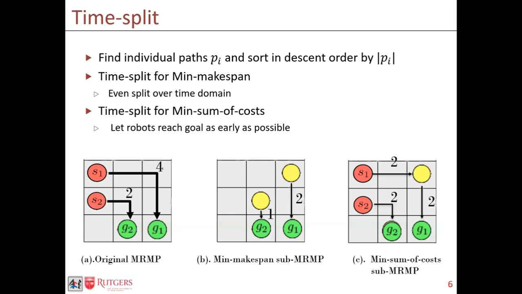For minimum sum of costs MRMP, we let robots travel long enough in each subproblem so that robots can reach their goals as early as possible. In this case, the intermediate state for robot 2 is chosen here. Then the sum of costs in the first subproblem is 4, while the second subproblem has a sum of costs of 2. The final sum of costs is 6, and in this way, the sum of costs is additive.